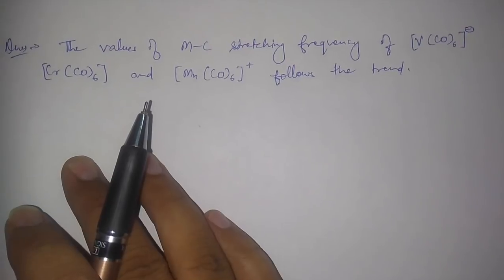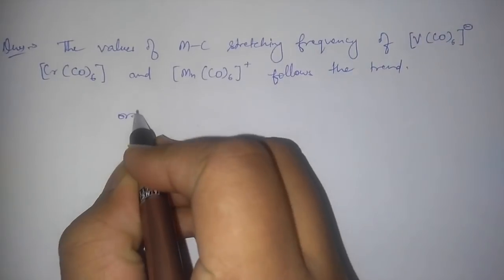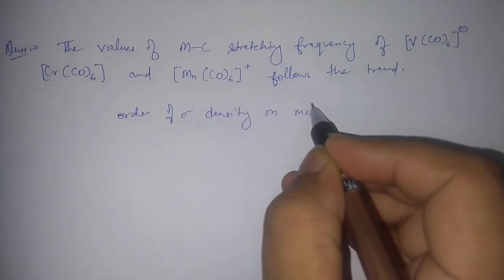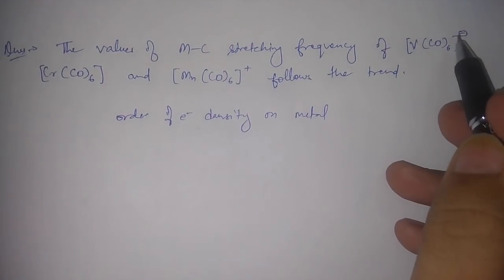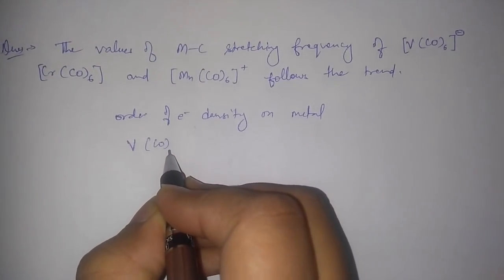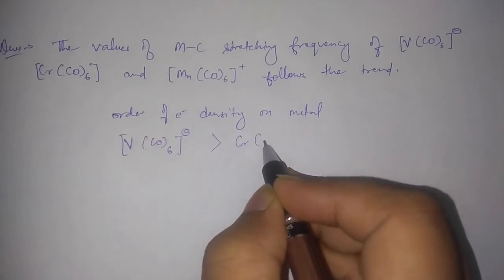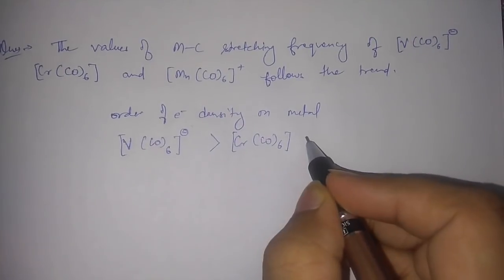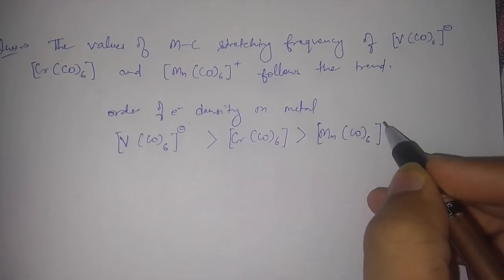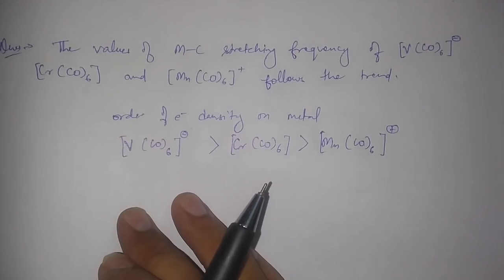All right. So these are the three complexes, and you have to tell the order of MC or metal carbon stretching frequency. Now I will tell you, first of all let's find out the order of electron density on the metal. As you see, for the vanadium complex the electron density will be highest because it is having negative charge. So the electron density order will be like this, that is VCO6 minus, then comes your chromium CO6, and then comes your manganese CO6 plus.